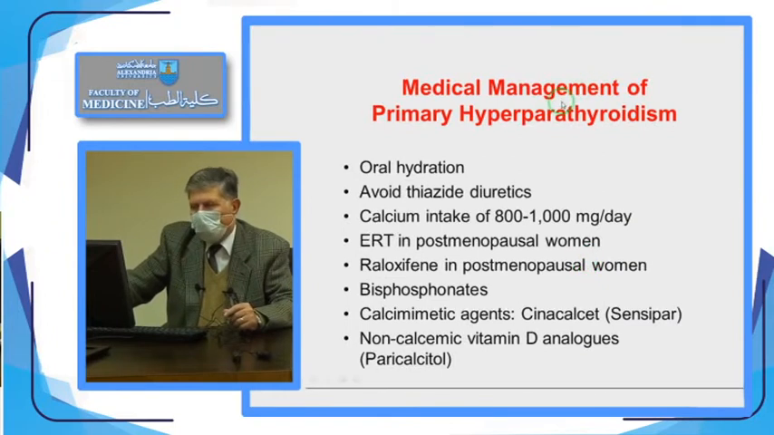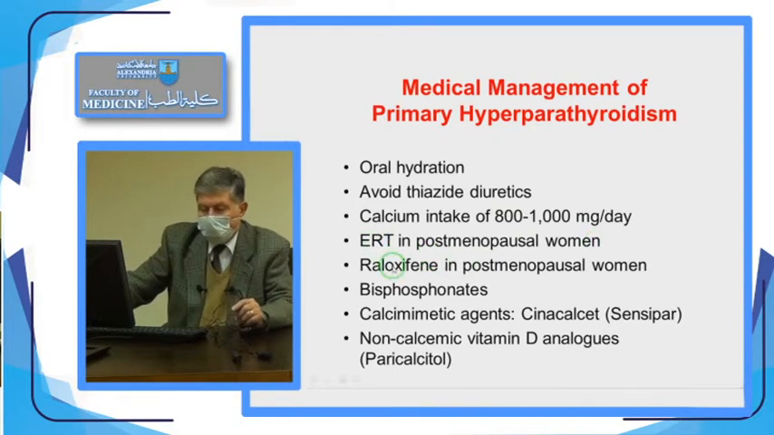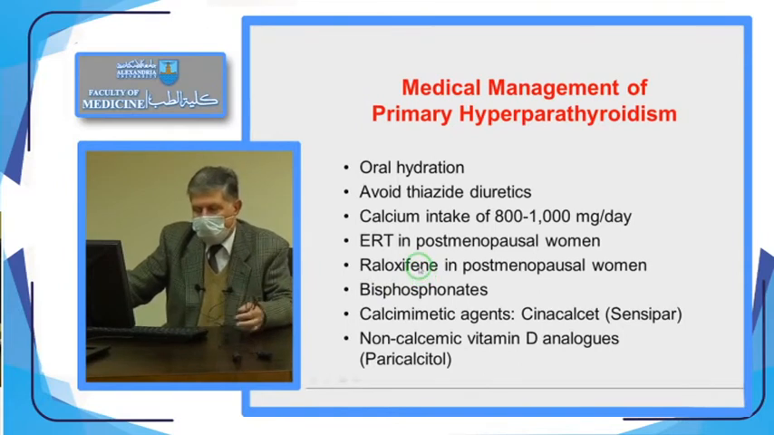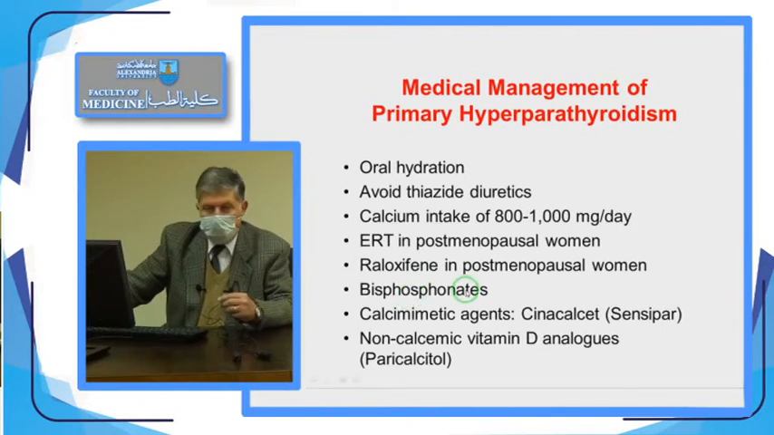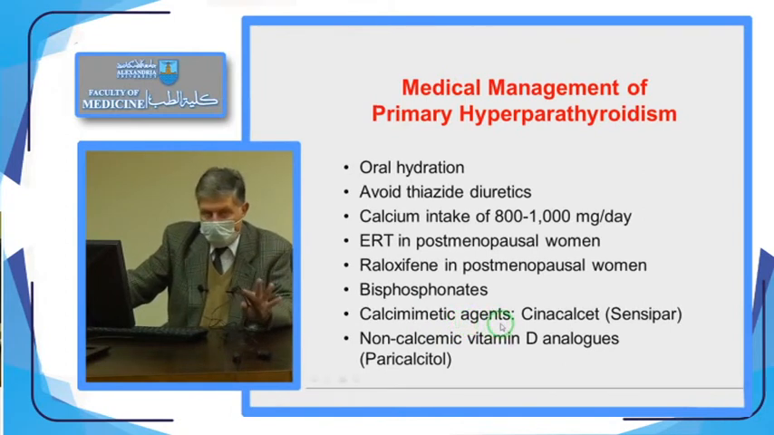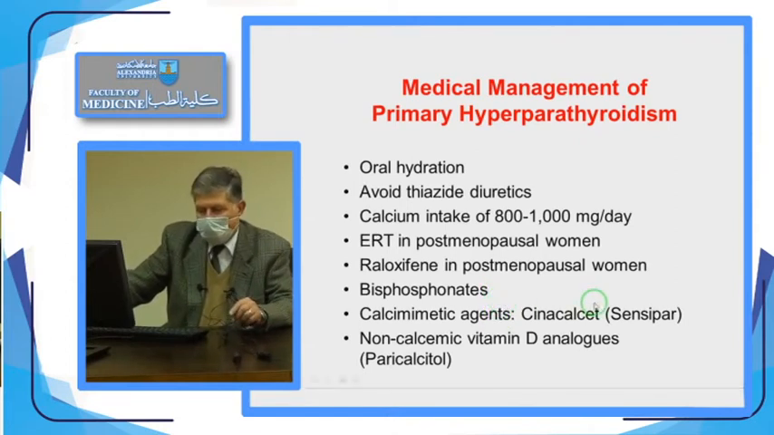If the patient is asymptomatic, I told you, and not indicated for surgery, sometimes you do medical treatment: overhydration, avoid thiazide to avoid the retention of calcium, give the normal intake of calcium. In post-menopausal women, even sometimes hormonal therapy or raloxifene, a selective estrogen receptor modulator, to avoid worsening of the bone loss, bisphosphonate to inhibit the osteoclast, and sometimes we give agents called calcium mimetics. These agents act as calcium, but they are not calcium. They have a negative feedback on the PTH, so they reduce the PTH, like the cinacalcet.